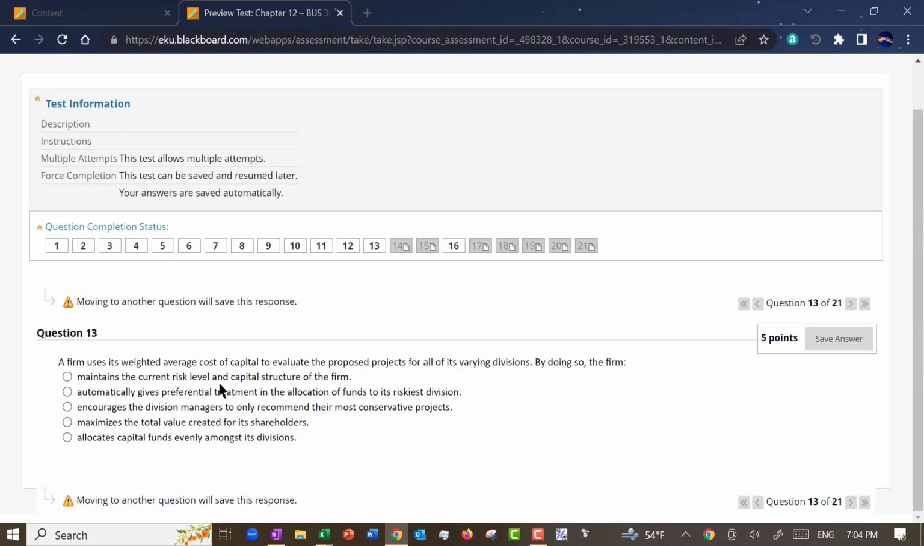So maintains the current risk level and capital structure of the firm. No, you would actually increase the risk level, because on average, you will accept projects that are riskier than the firm. So a firm's risk level will increase. Automatically gives preferential treatment and allocation of funds to its riskiest division. That is true, actually.